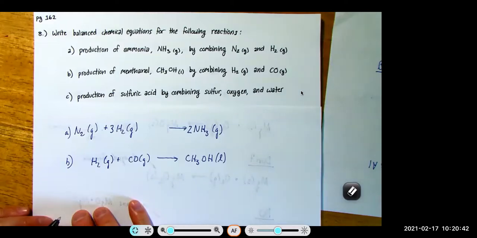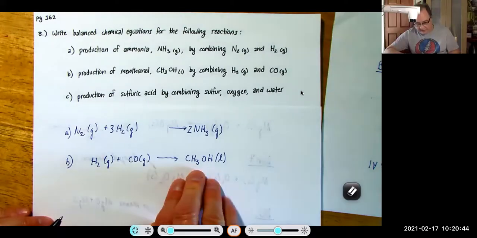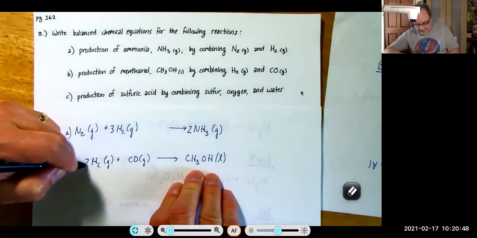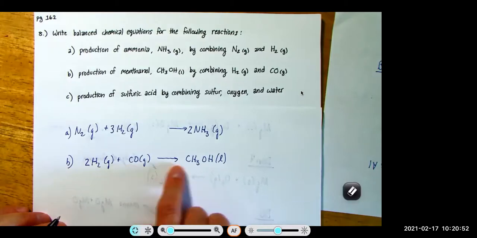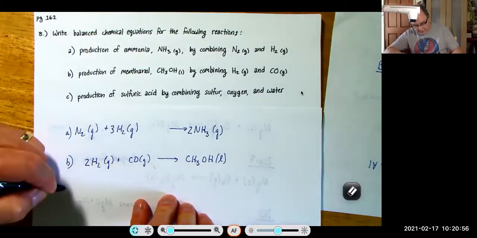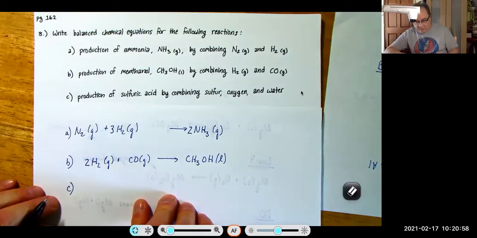Okay, so we need a 4 put over here in front of the H2. Okay, excellent. How many carbons? 1. And then 1, and then 1 oxygen. So okay, we're done. So we got through that one pretty easily.